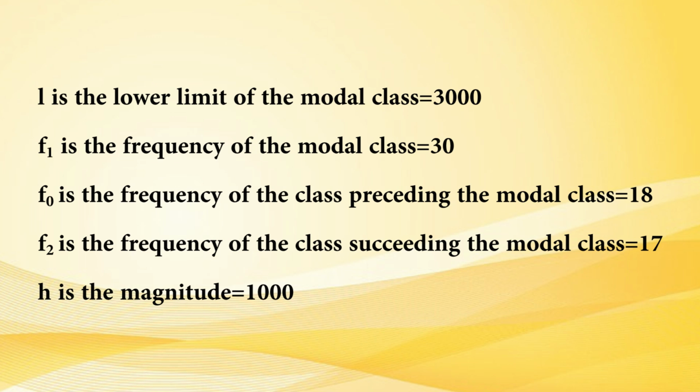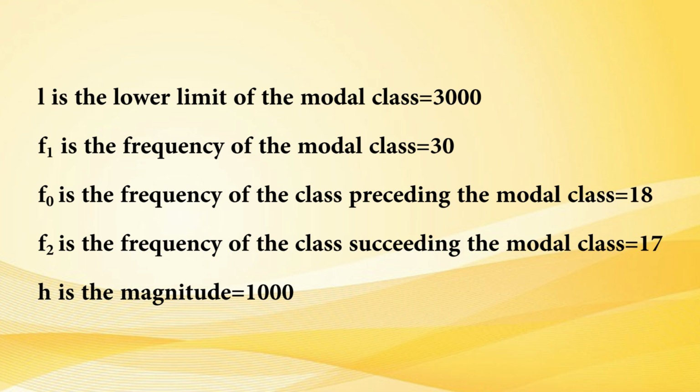F1 is the frequency of the modal class, which is equal to 30. F0 is the frequency of the class preceding the modal class, which is equal to 18. F2 is the frequency of the class succeeding the modal class, which is equal to 17. And H is the magnitude of the modal class, which is equal to 1000.